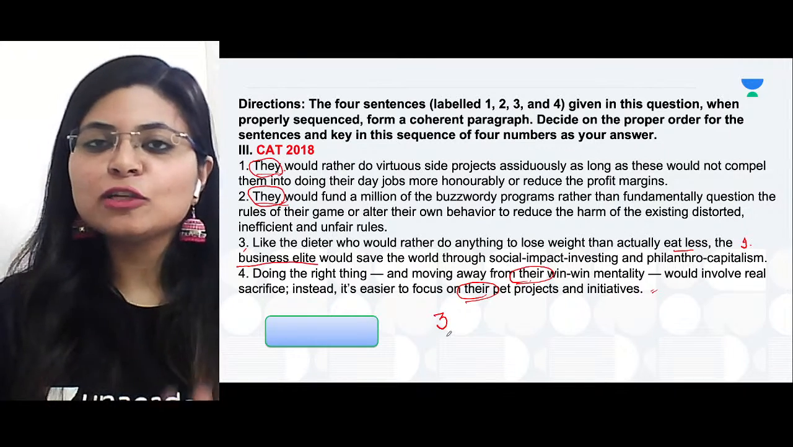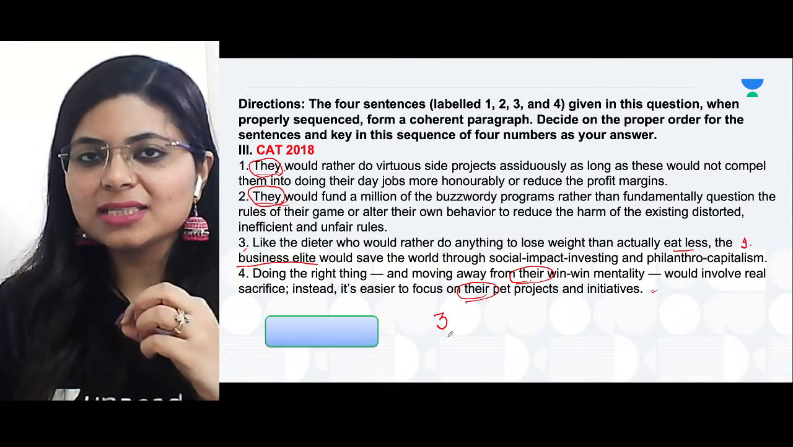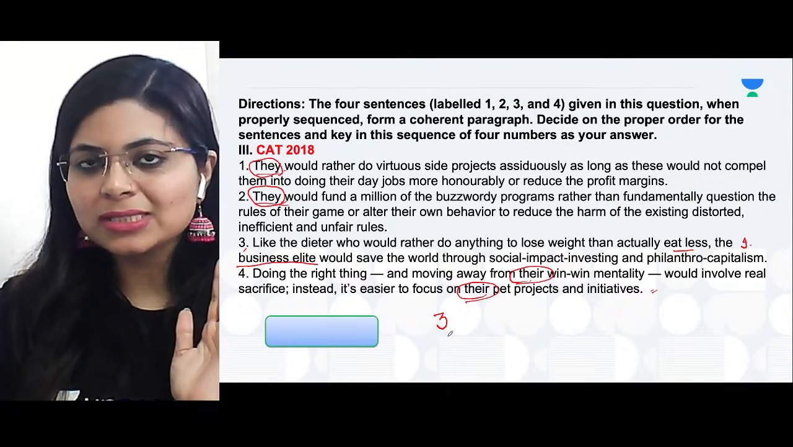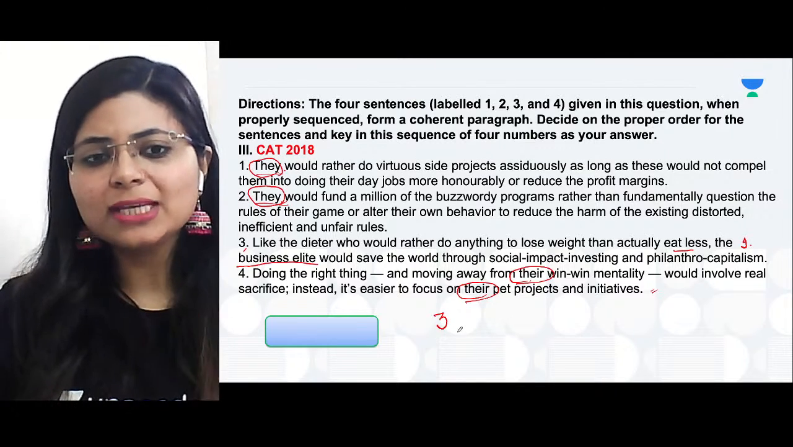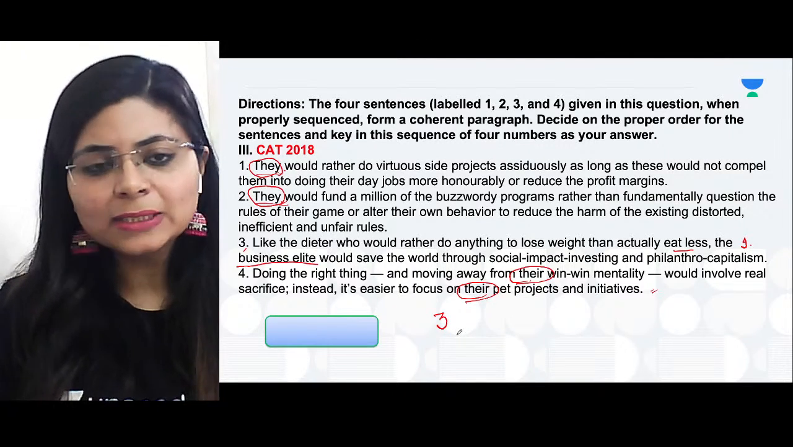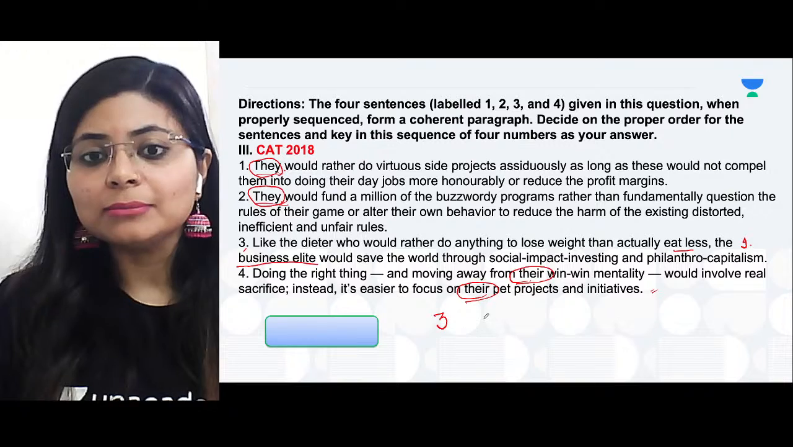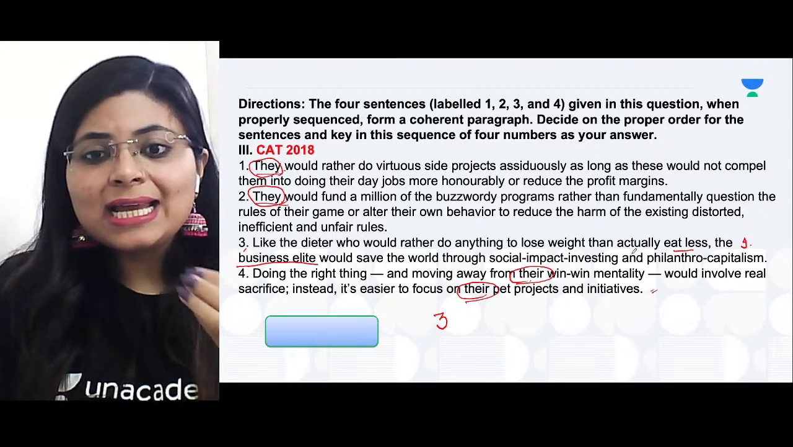There's no point in attending this session if you can't find out that this mistake happened to me, this is where I go wrong, and you improve that in the coming mocks. That's the purpose here. Okay. So three is the introduction. I hope this is clear. So after three, what should come? What is the idea given in three?